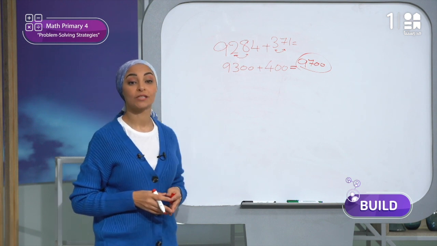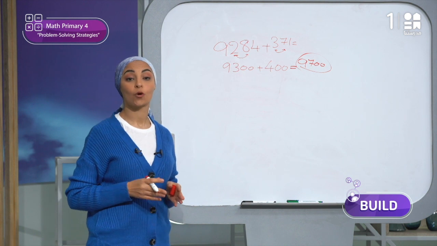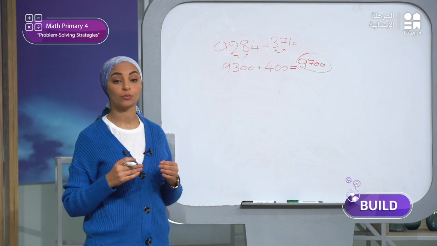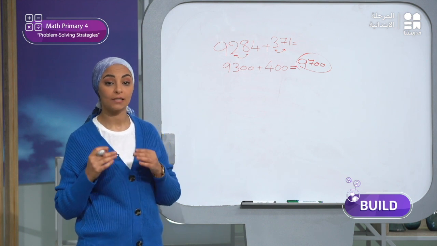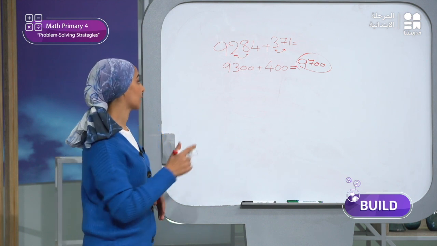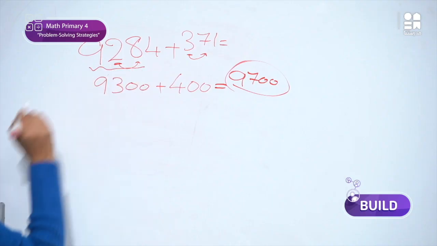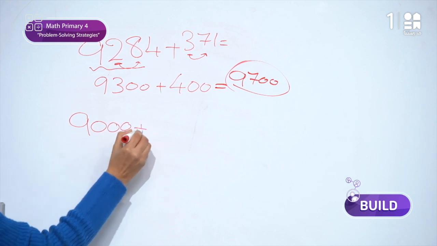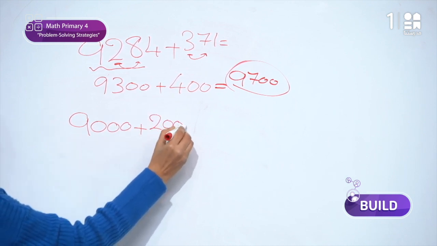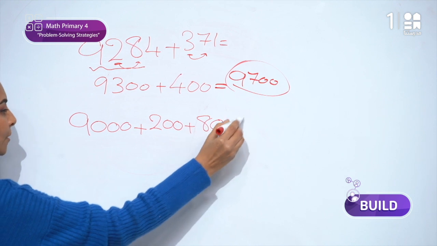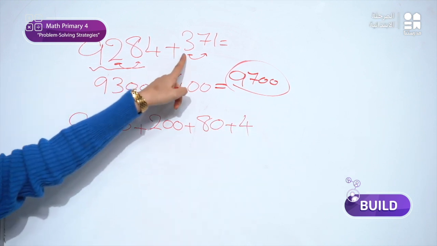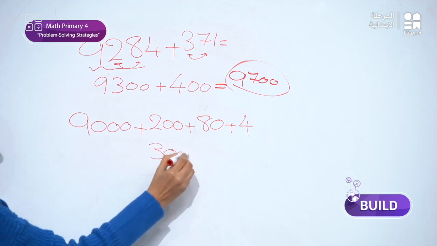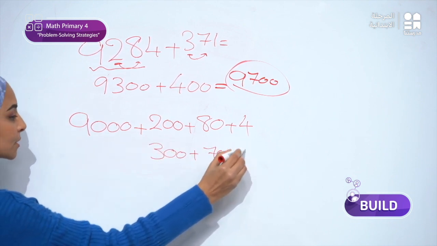So, we'll decompose each number. Can you remember? I will decompose each number and add the 1000 with the 1000, 100 with the 100, tens with the tens, and ones with the ones. Let's do it together. I will start with the first number. I will decompose it into 9000 plus 200 plus 80 plus 4. Then I will decompose the second number, which will be 300 plus 70 plus 1.